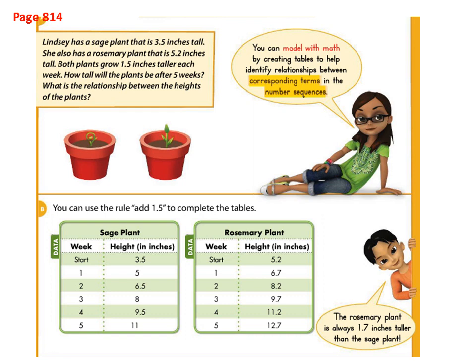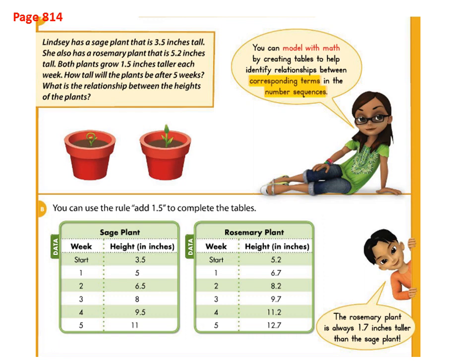Of course, we must complete these tables. 3.5 tall for the sage. After that, add 1.5. So add 3.5 plus 1.5, it will be 5. So 1.5 more, or 5 plus 1.5, add them, it will be 6.5. 6.5 plus 1.5 more, it will be 8. 8 plus 1.5, it will be 9.5. And the last row, 9.5 plus 1.5, it will be 11 inches. This is for the sage plant.